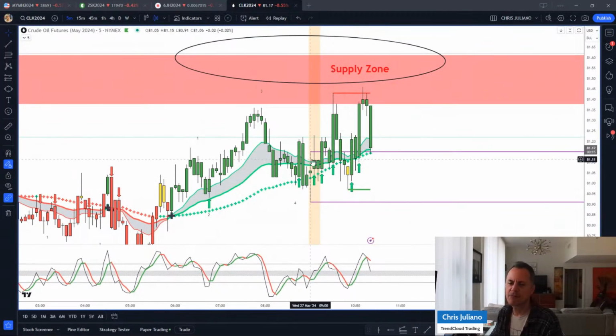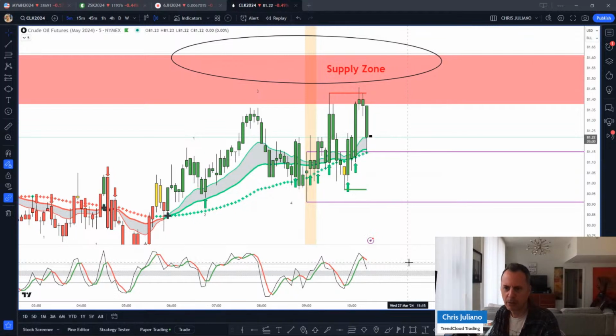So we didn't want to give back all that profit, right? We took a risk-free trade. We got into the risk-free trade. We took the money while it was on the table, and that was that, right?